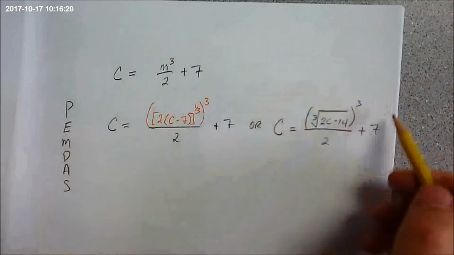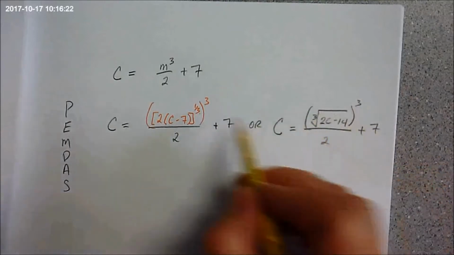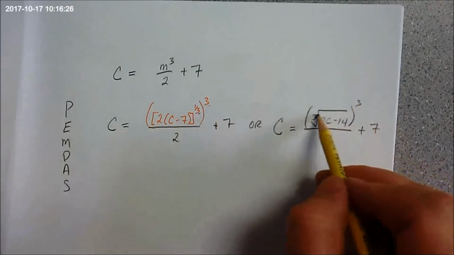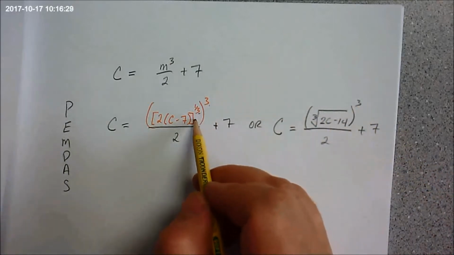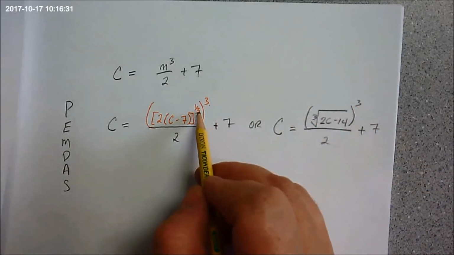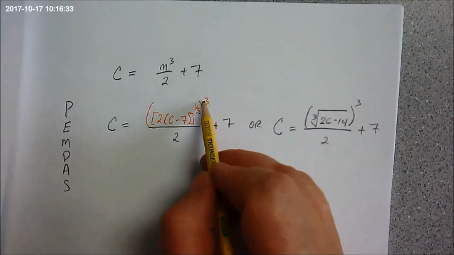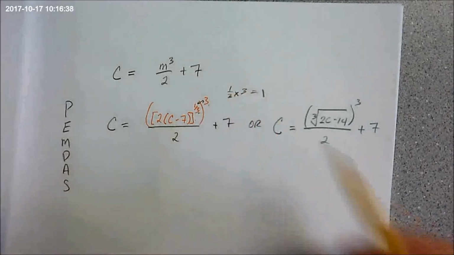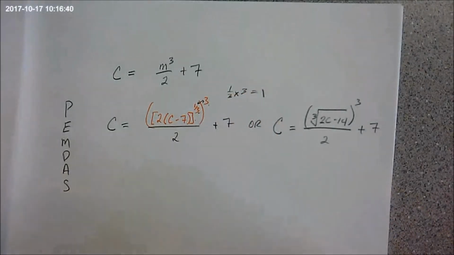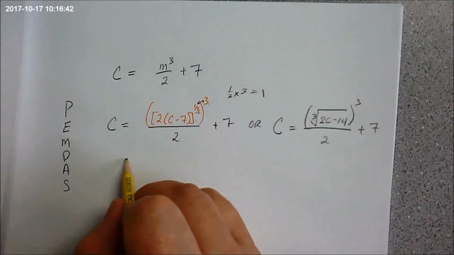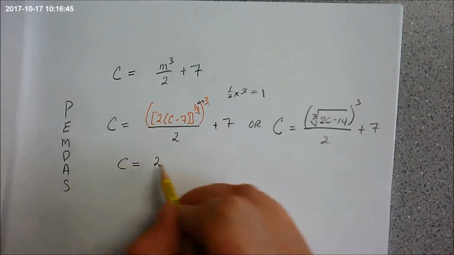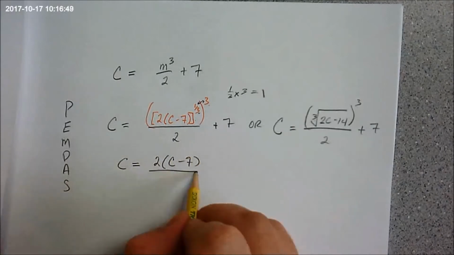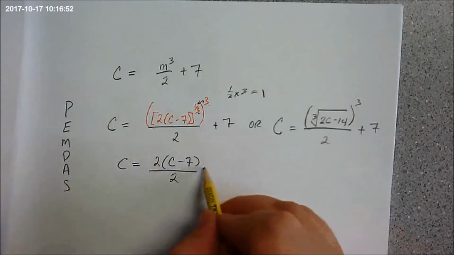Wait, cube root cubed? 1/3 times 3, doesn't that make an exponent of 1? And that's what happens here too. The reason, Alex, I wrote it like this is it makes more sense to me, because I multiply those two exponents together, and 1/3 times 3 equals 1. And anything to the power 1 is just whatever it is. So this just becomes c equals 2 times c minus 7 divided by 2 plus 7.